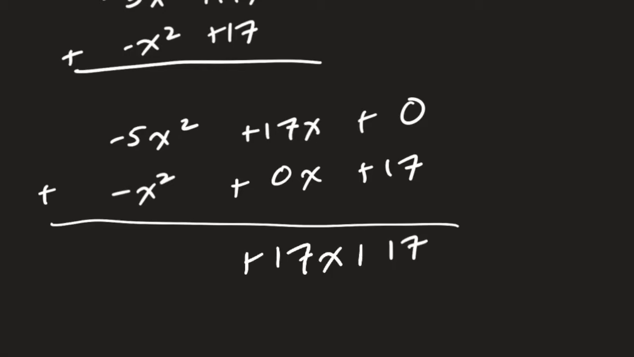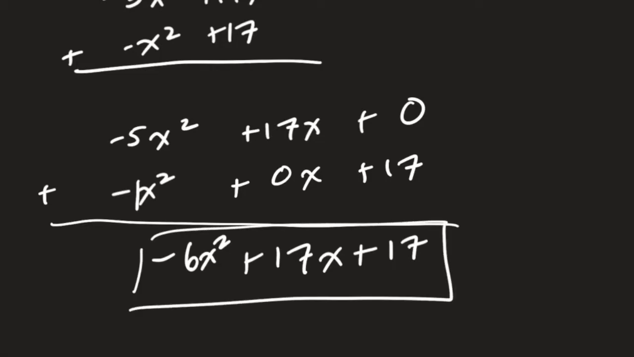And this was a plus 17 over here as well, so I'm going to put that plus sign there. And I have negative 5x squared plus negative 1x squared. And so that's going to give me negative 6x squared. So this is going to be my final expression.